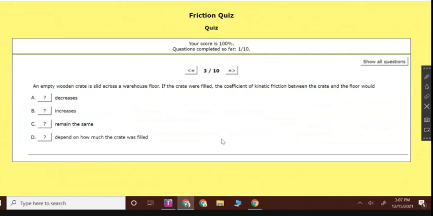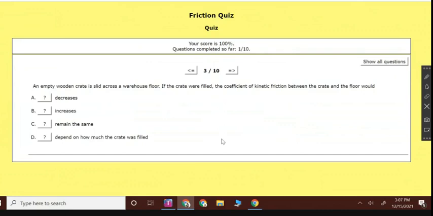Write this down. What's the coefficient of friction? Coefficient of friction is the roughness number. So now you should know the answer. If you fill the crate, does the roughness of the floor change? Does the roughness of the crate change? Absolutely not. It's a trick question, right? So I'll say it again. Coefficient of friction, roughness number.